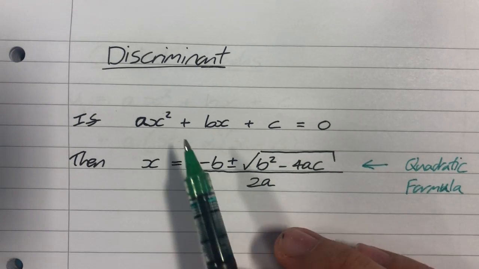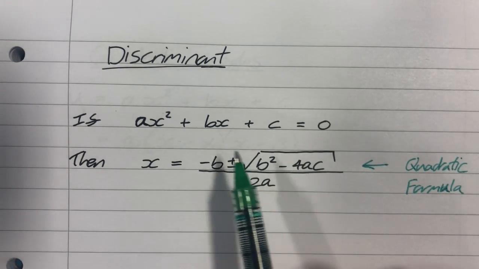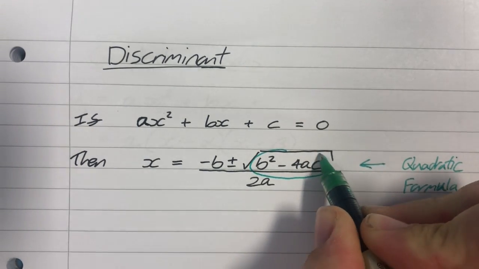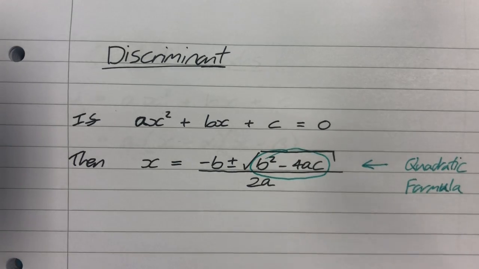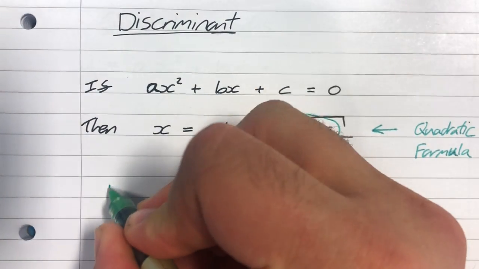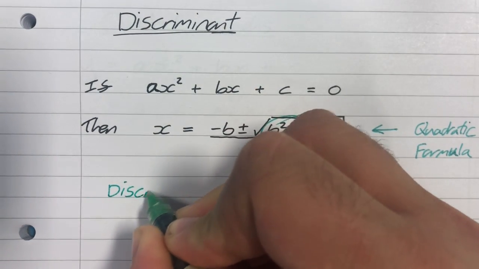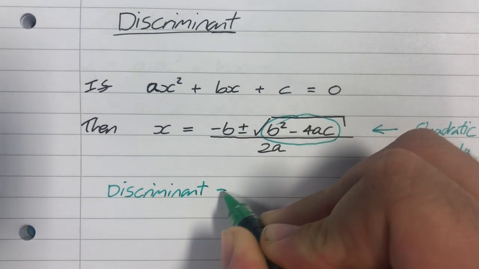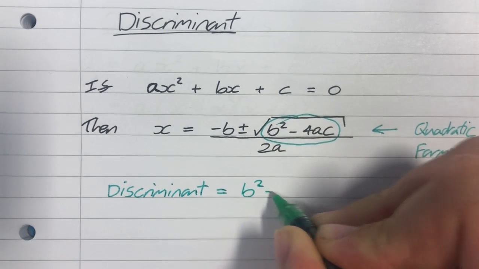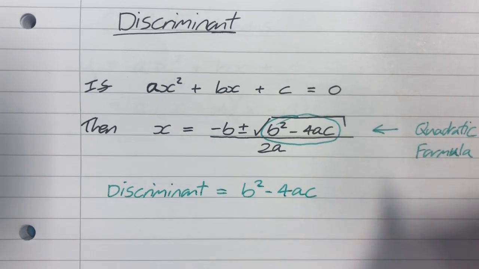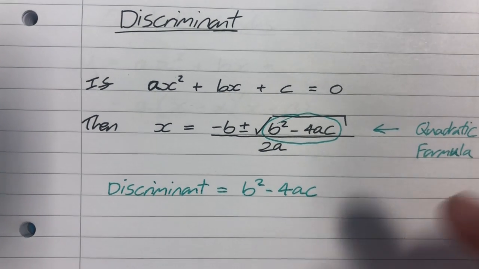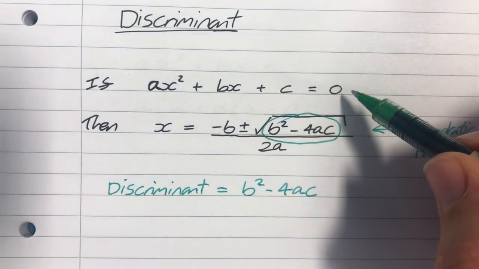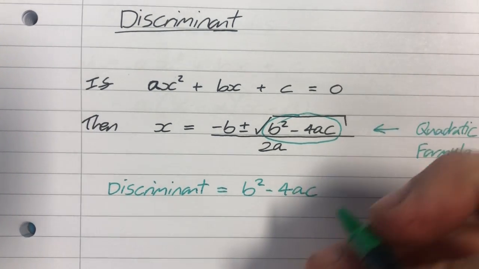But there's a certain part of this quadratic formula which is called the discriminant, which in itself is actually very useful, and it is the bit under the square root sign. So this is the discriminant, and it is equal to b squared minus 4ac. And it is useful because just this number alone can tell us something about the roots of this quadratic equation.